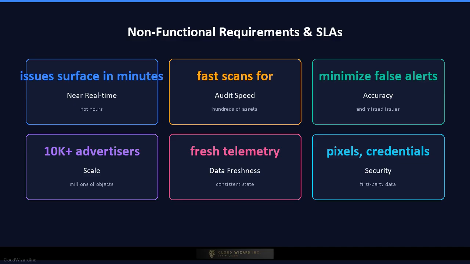The system must scale horizontally to support tens of thousands of advertisers and millions of audit objects. Data freshness and consistency matter, because the dashboard reads from production telemetry pipelines. The system must be secure since it touches advertiser pixels, credentials, and potentially first-party data. And finally, it must be highly available because campaign launches happen around the clock and in every time zone.